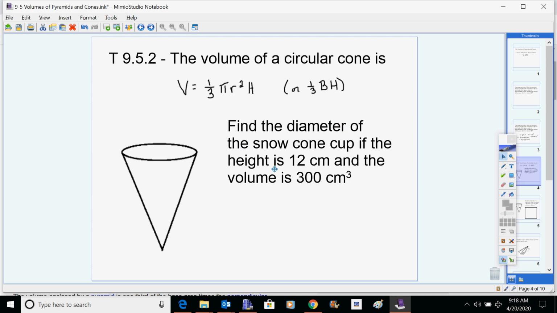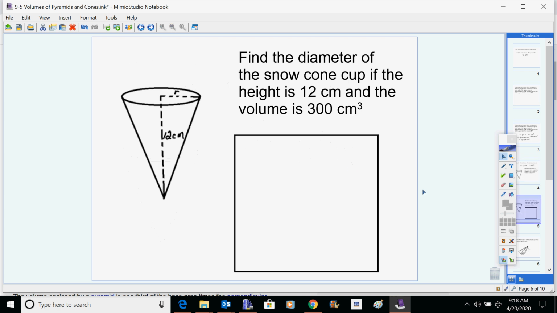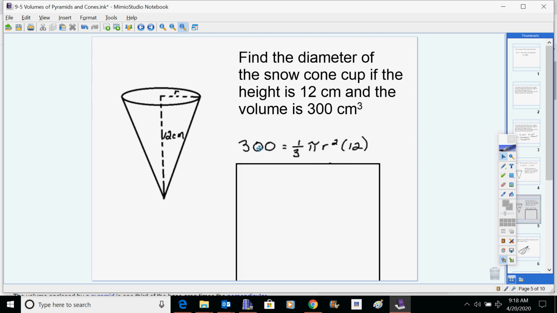So the diameter we're given, and we're given the volume, and we need to find out how tall the snow cone cup is. Now, first thing we need to keep in mind is that we were given the diameter, and when you're trying to find the area of the base, you need to be thinking about the radius. So we need to be careful with that. We have volume equals 1/3 pi r squared times our height. Oh, we know the height. We're supposed to be finding the radius.